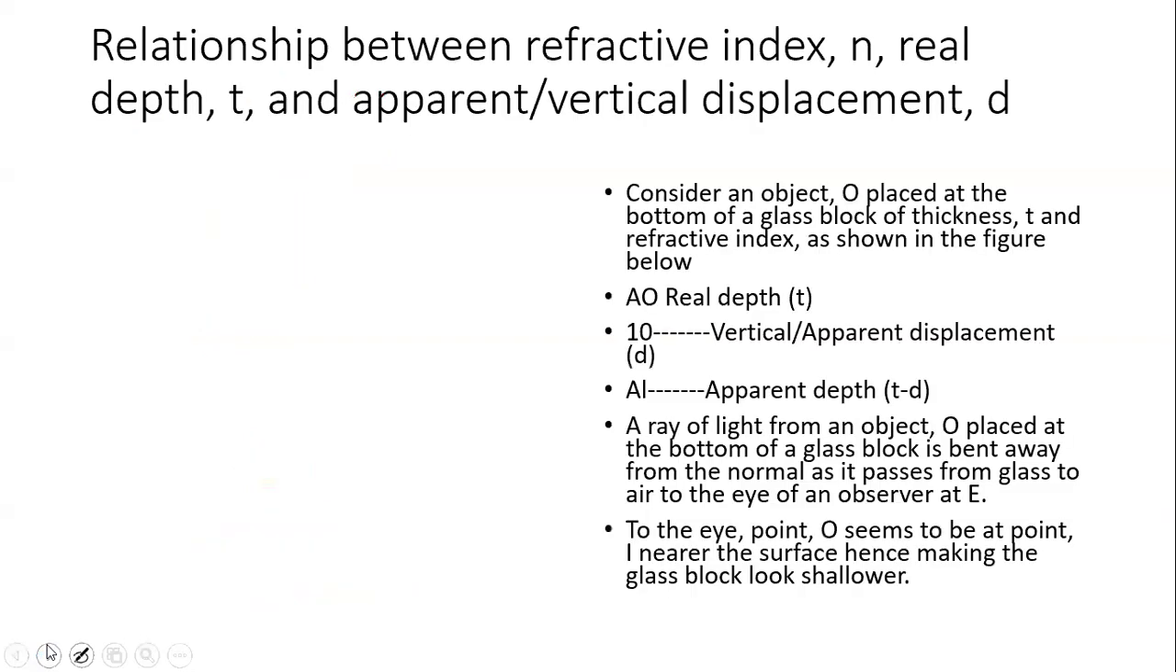Okay. Now, what is the other relation we need to know? The other relation is the one between refractive index, the real depth, and what we call the apparent displacement. And how are they related? So that is what we are going to look at. I first draw a simple sketch.